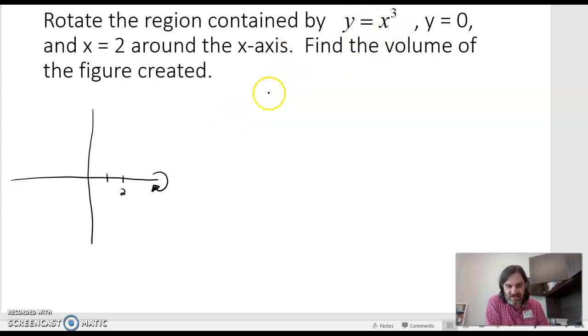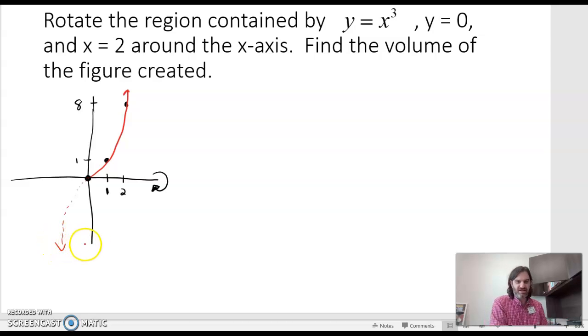So y equals x cubed. That means plug 0 in for x, you get 0 out for y. You plug 1 in for x, you get 1 out for y. You plug 2 in for x, you get 8 out for y. So the curve looks something like this on the positive side. Now we're going around the x-axis. So I think I'm just going to forget about the left side, the other side over here. Know that it looks something like this, what the cube does.